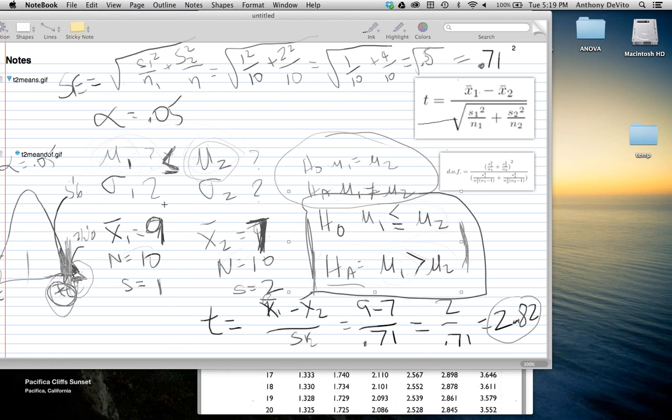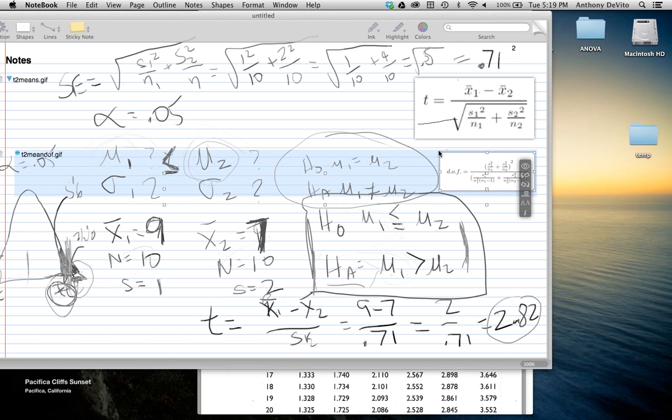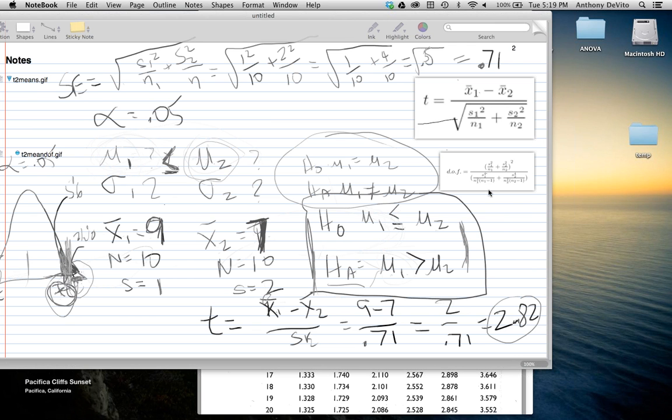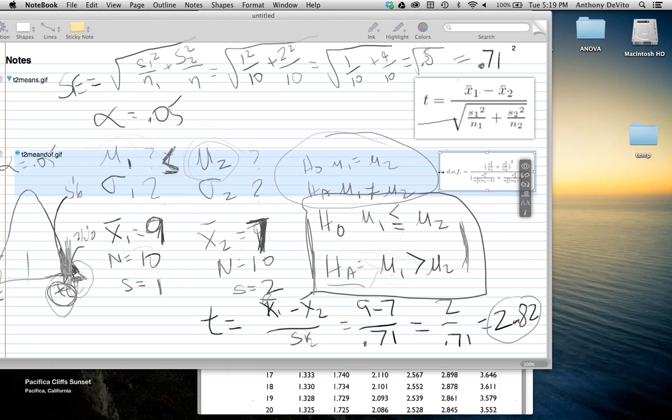So now how many degrees of freedom do I have? Well, that's going to get nasty now. See this formula here? This is the formula that we use when we have unequal variances for the degrees of freedom. It was pretty simple calculating our standard error, but unfortunately there's a trade-off there. I'm having a hard time grabbing this thing. I want to make it bigger so you can actually see it.